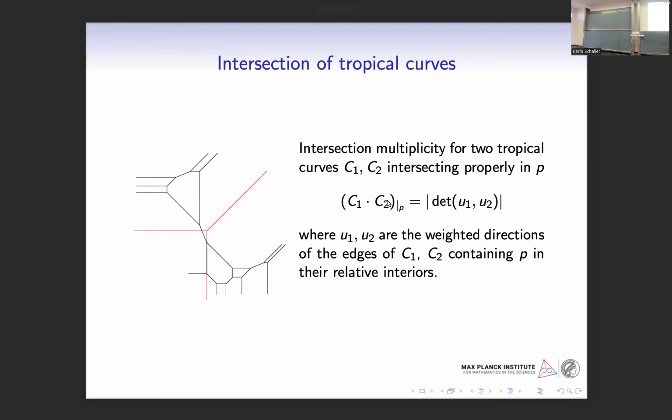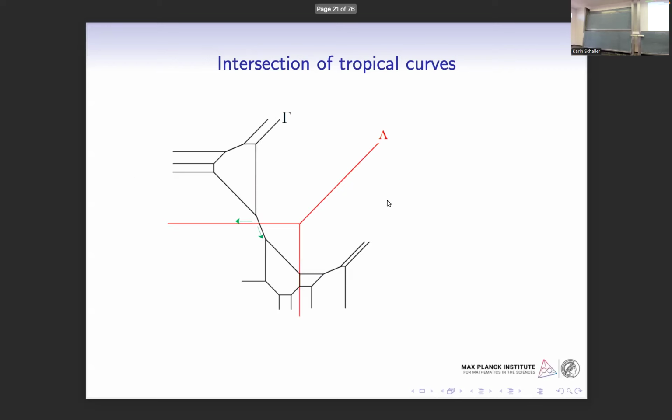So for a transversal intersection like we have here, we have just one intersection point. The intersection multiplicity is determined by taking the weighted direction vectors of the edges that intersect, and we take the absolute value of the determinant. You don't need to worry about the weights, because in our case the weight is always 1. So we only need the actual primitive direction vectors of the edges. In our example, we have these 2 directions, one is -1, 0, the other is 1, -2. I take the determinant, the absolute value is 2. So this is a tangent.